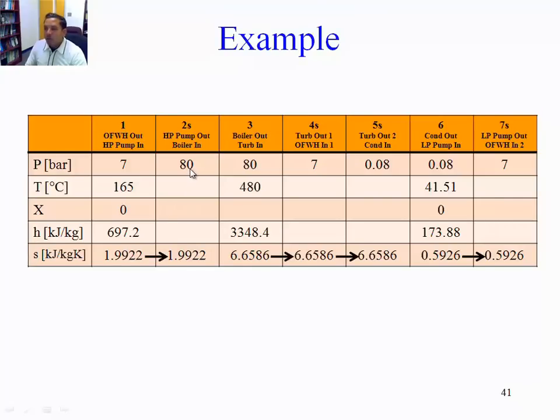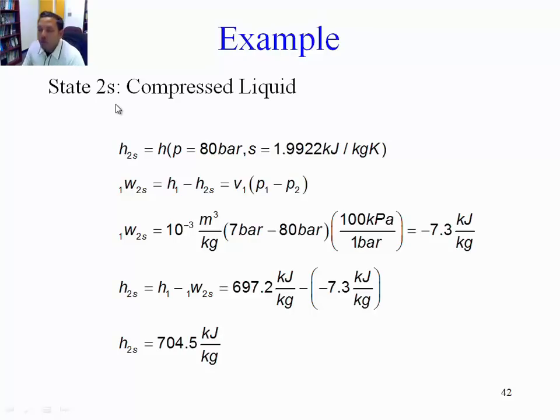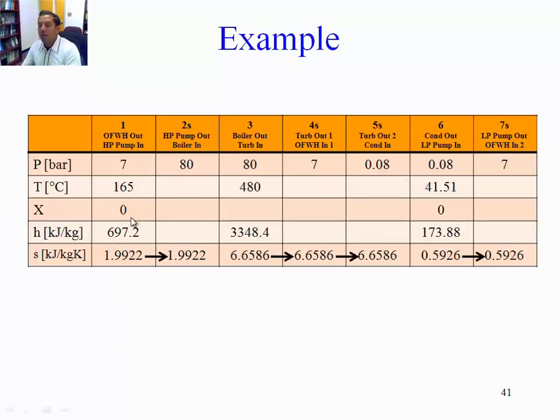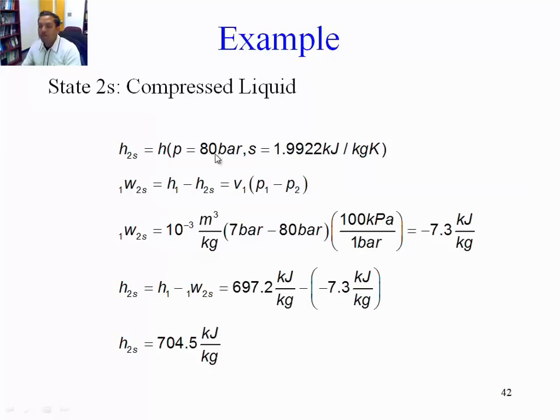Now what we have to do is complete points 2, 4, and 7, or 2S, 4S, 7S. In order to do so, we're going to look at what the enthalpies and temperatures are in those points, 4S, 5S, and 7S. Let's start with point 2, which we know is compressed liquid because it is the process of compressing water from 7 bar to 80 bar in a pump.